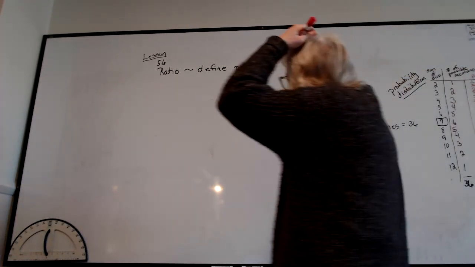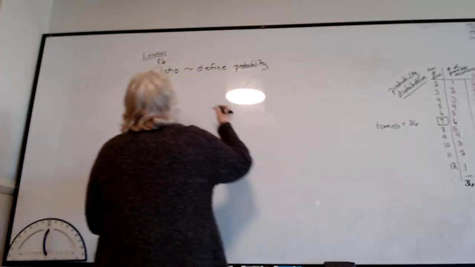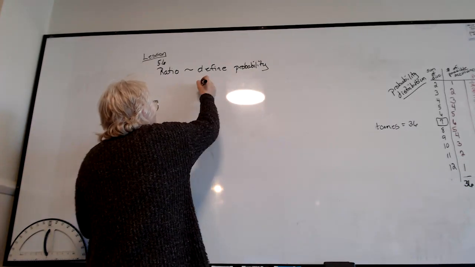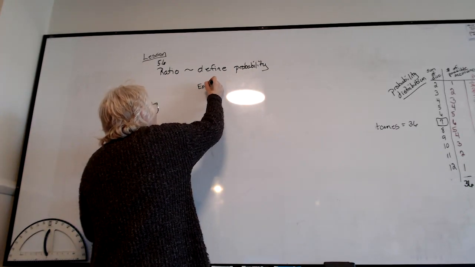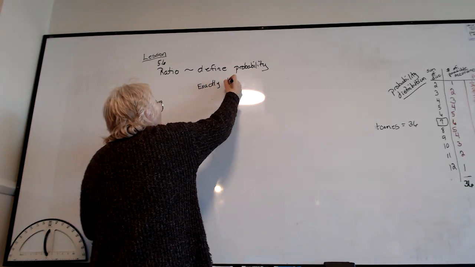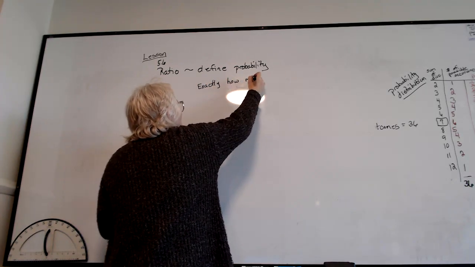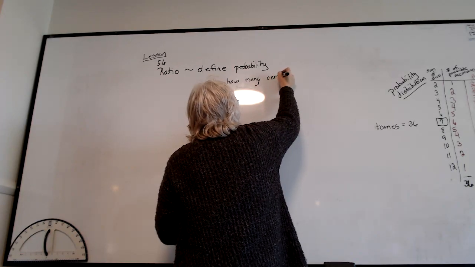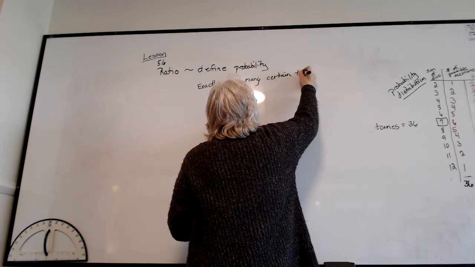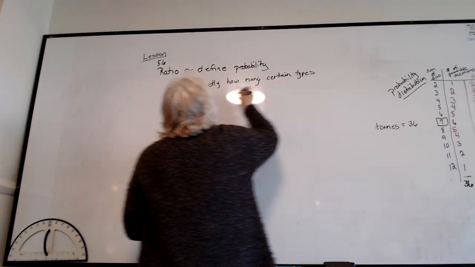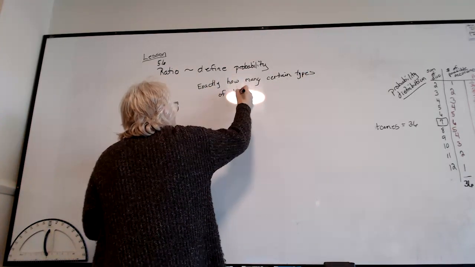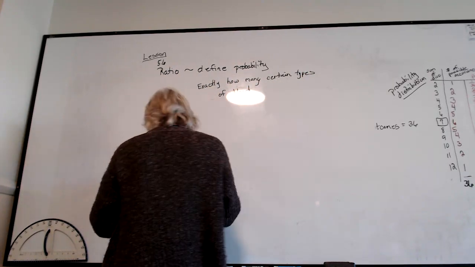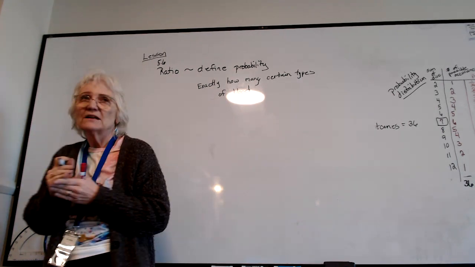So one of the things we have is we don't know exactly how many people have certain types of blood. We know there are just certain types of blood.